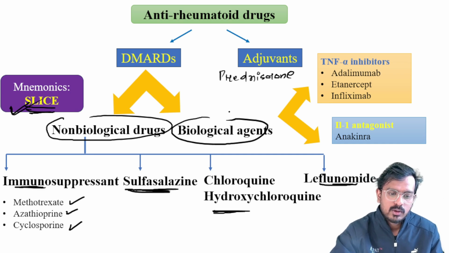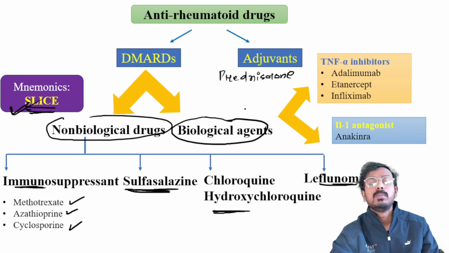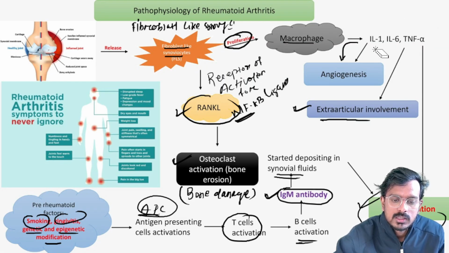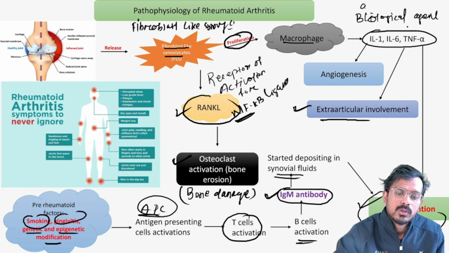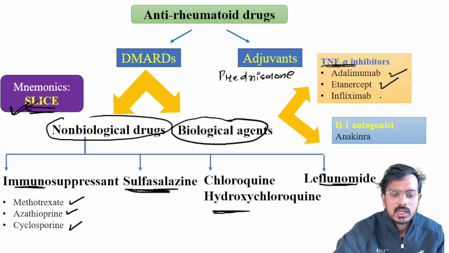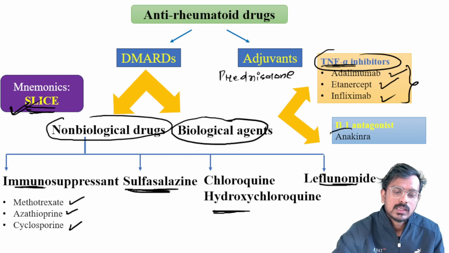Next are biological agents. These drugs basically block the inflammatory mediators generated over here. Those mediators are blocked by your biological agent, which includes TNF alpha inhibitors. Examples of TNF alpha inhibitors are adalimumab, etanercept and infliximab. These three are TNF alpha inhibitors, and the interleukin 1 antagonist is anakinra.